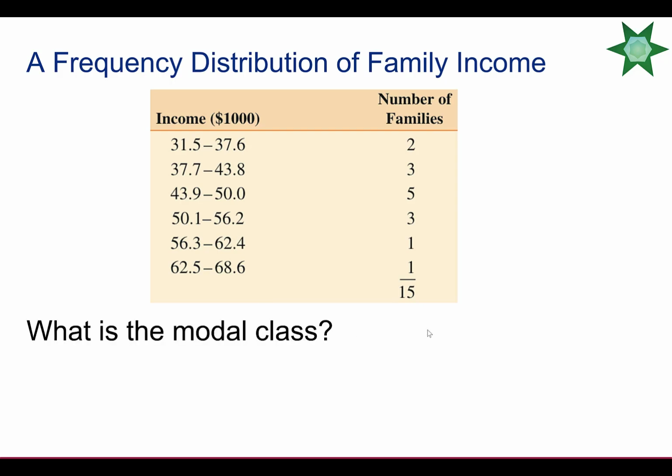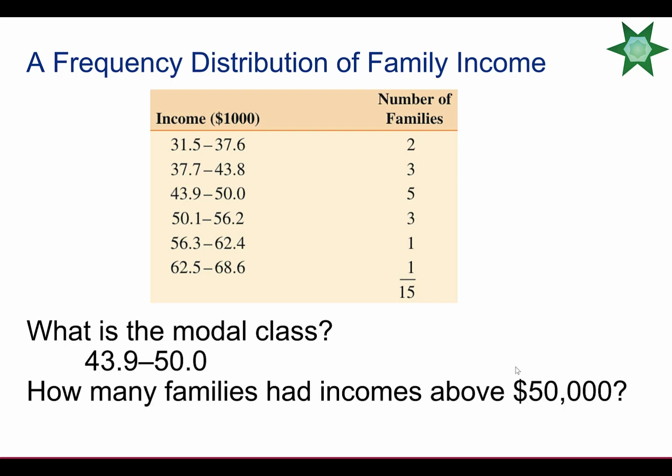Now, the mode is the category or the class with the largest number of observations. And in this table, the modal class runs from 43,900 to 50,000. How many families had incomes above 50,000? That's going to be the last 3 classes here, and we see there were 5 families.